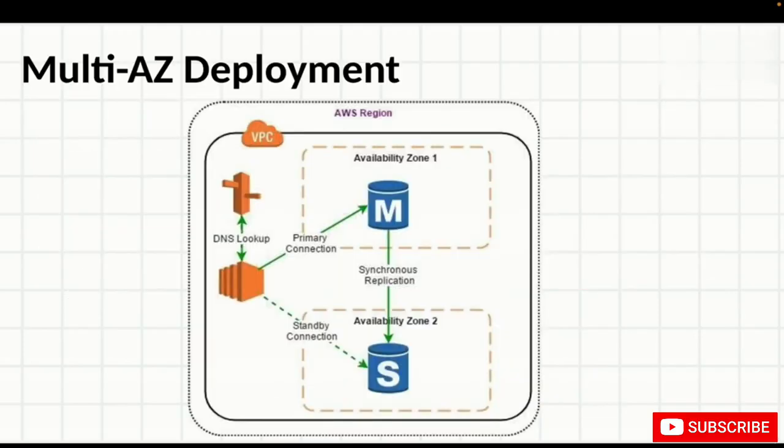Moreover, in the multi-AZ deployment, as you can see, the primary is going to synchronously do the replication into the standby connection. If it is going to fail, this connection is going to move out and this is going to be your main connection. This is the utilization of multi-AZ deployment.